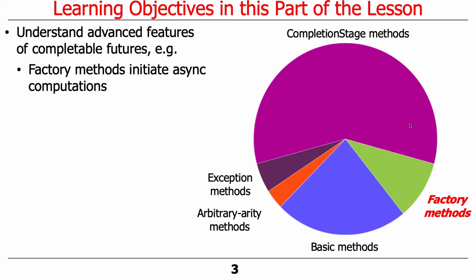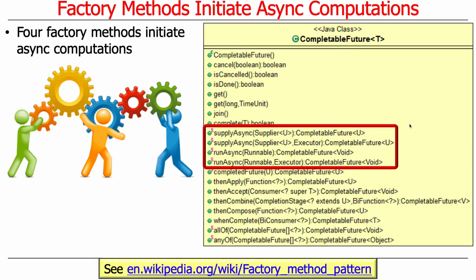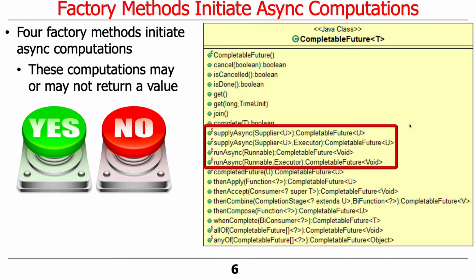As I said before, there's a bunch of things. We talked about the basic methods. We're about to talk about factory methods, and then we'll talk about the other ones as we go along. A factory method initiates asynchronous computations. So that's where we're going to start. As you can see, there are 4 factory methods that are defined in the completable future interface, and they implement a variant of the Gang of 4 factory method pattern, which separates the creation of something from its use.